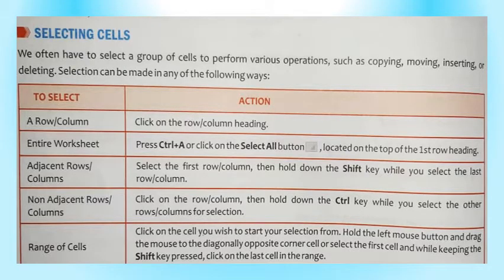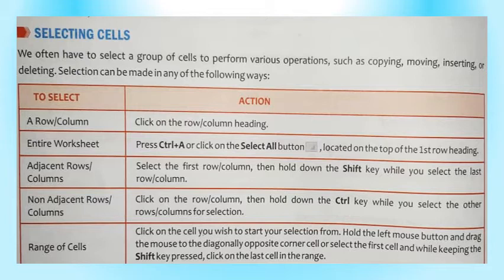Selecting cells. How will we select cells? With the help of these actions, we can easily select a row and a column. If we want to select any row or column, we click on that heading, the row heading or the column heading. If we want to select the entire sheet, it means the entire worksheet, simply press Ctrl A or select the select all button from the first row heading.